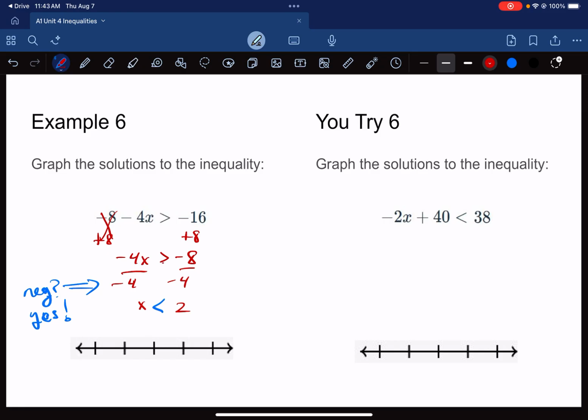Okay, it was a greater than sign. Now that's less than. I'm going to put 2 in the middle, put 3 and 4 on the right, 1 and 0 on the left. Open circle at 2. It says x is less than 2. I want values less than 2. 1 is less than 2, so I'm going to shade that direction. You guys try the next one.